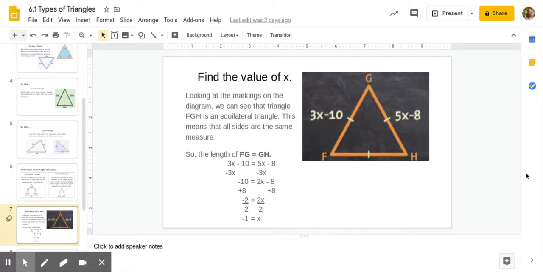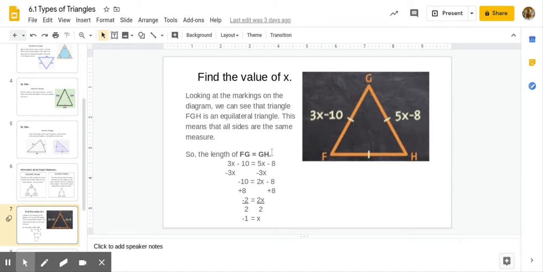If I'm looking at this diagram, I can see I have 1, 2, 3 tick marks on there. So this is an equilateral triangle. All three sides will be the same. Now I don't have a measure down here on FH, but that's okay. I have FG measuring 3x minus 10 and GH measuring 5x minus 8. Since they have the same tick marks, those two measures have to be the same. So FG will have to be equal to GH. And I've written that over here in bold.